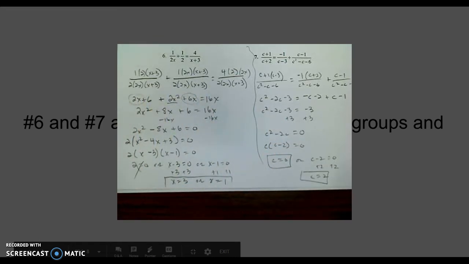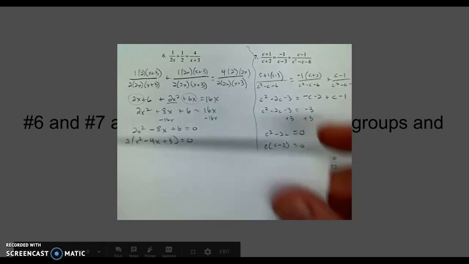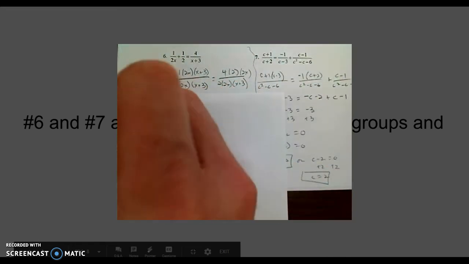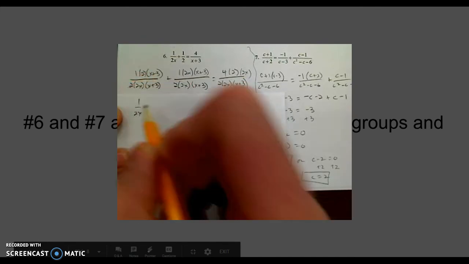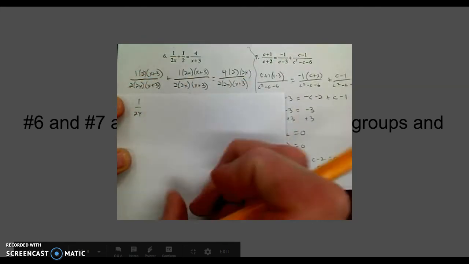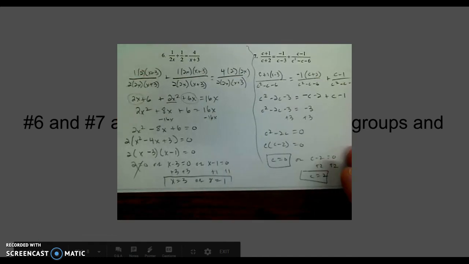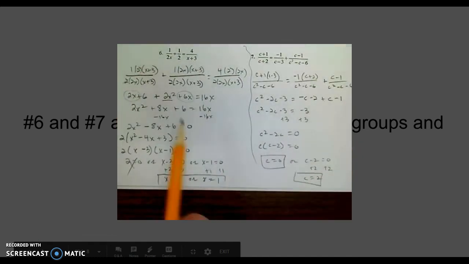Another way to think about that is we can think about dividing out those common factors right away. 1 over 2x. Let's save that for a little bit later on. Let's take a look at how we would work through this.